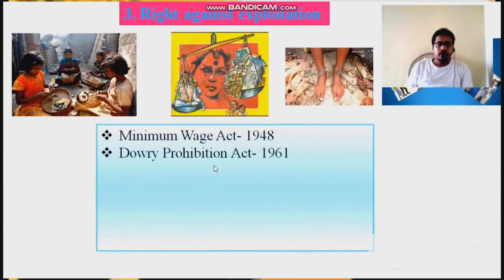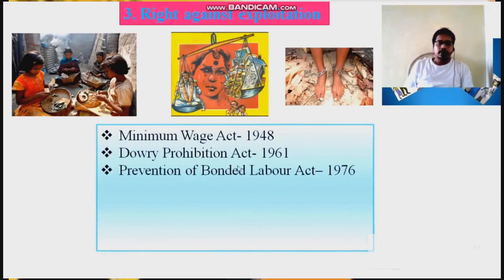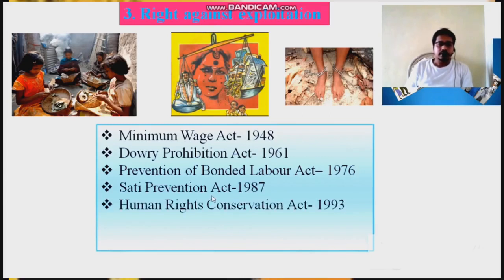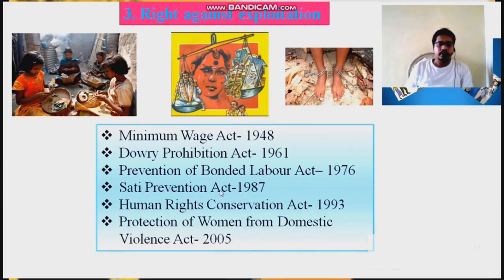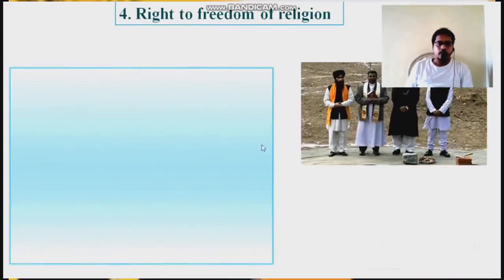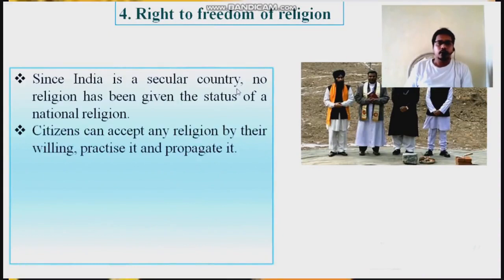And to prevent all these kinds of antisocial activities, the Government of India introduced many acts. That is nothing but the Minimum Wages Act 1948, Dowry Prohibition Act 1961, Prevention of Bonded Labour Act 1976, Sati Prevention Act 1987, Human Rights Conservation Act 1993, and Protection of Women from Domestic Violence Act, that is 2005. These are the laws which protect us from exploitation.